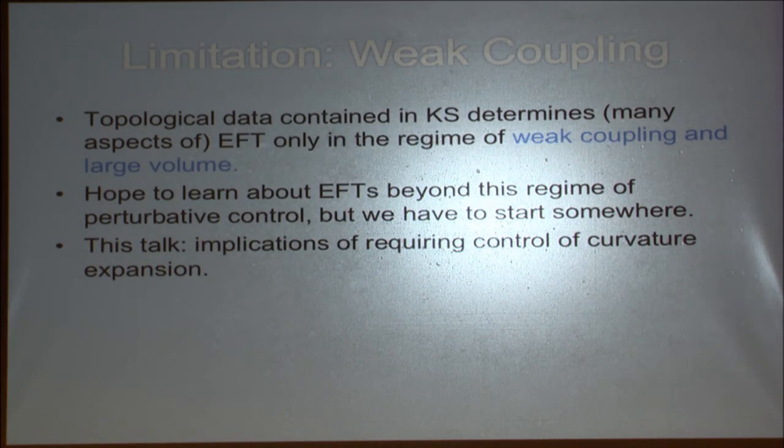Now, the key limitation is weak coupling. So the topological data in the Kreutzer-Skarke list determines the EFT in the regime where the string coupling is small and the alpha prime expansion is valid. And this is true for almost any case where we begin with topological data and try to derive a four-dimensional field theory. You have to use perturbative methods. We'd love to know about things outside of this regime, but we can't get there yet, nor can anybody else. And so everything that I tell you in the remainder of the talk is going to hinge on requiring control of the alpha prime expansion. So I'm only going to work at large volume. And what the rest of the talk is about is, what does it really mean to be at large volume?